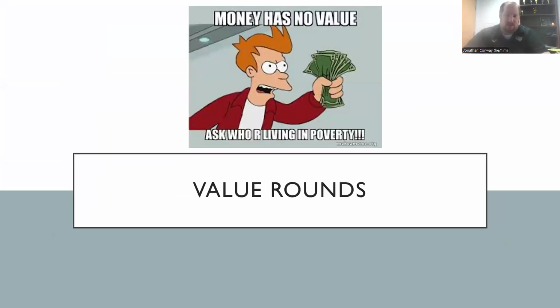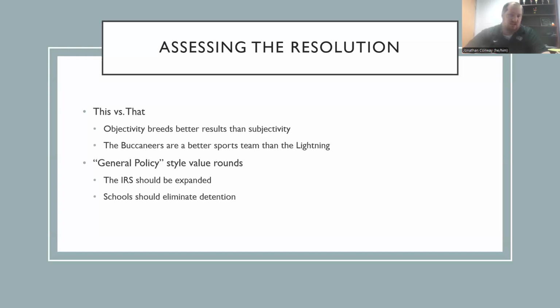When you're talking about value rounds, again, assess the resolution first. Is it a this versus that? Objectivity breeds better results than subjectivity. So you could look at that and see fact round. Again, similar to the Walmart versus Amazon argument. Could be fact, could be value, right? But because this is more philosophical, I think that this leans more value, right? And you're talking about breeds better results. So you are looking at the future.